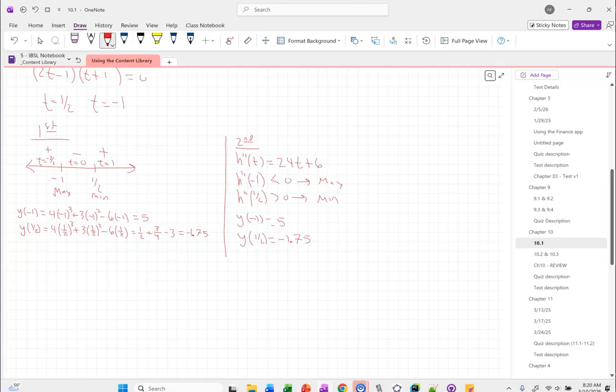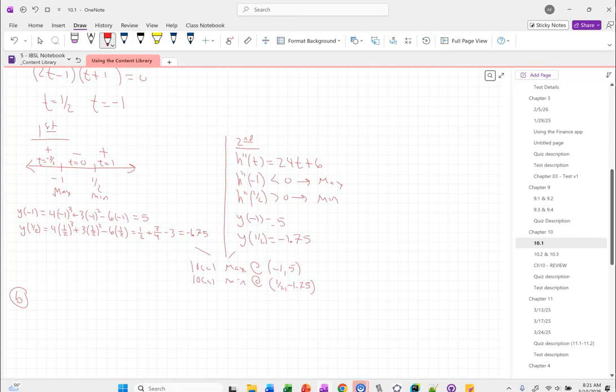And I guess either way we conclude we have a local max at -1, 5 and a local minimum at 1/2, -1.75. I'll write it there, kind of as a joint. So that's part A.